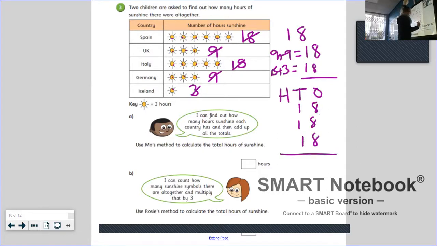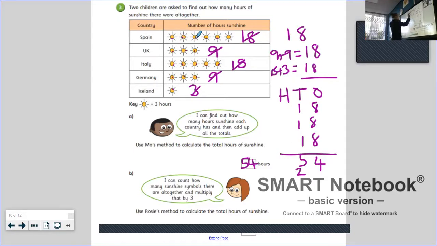8, 16, 24. So I've got 4 ones, carrying over 2 tens, add 3 tens is 5 tens. So my answer is 54 hours of sunshine. But then it's this one, using Rosie's method. Rosie says I can count how many sunshine singles there are all together and then just multiply that by 3. So let's use her method.